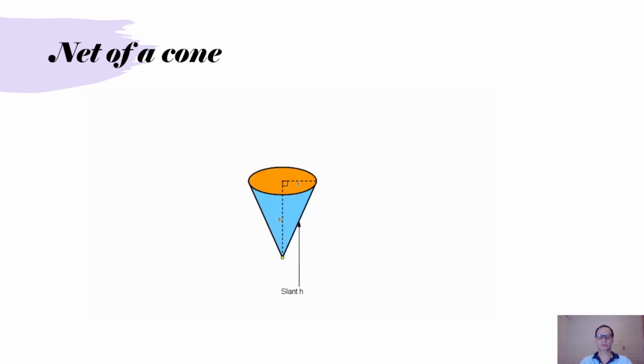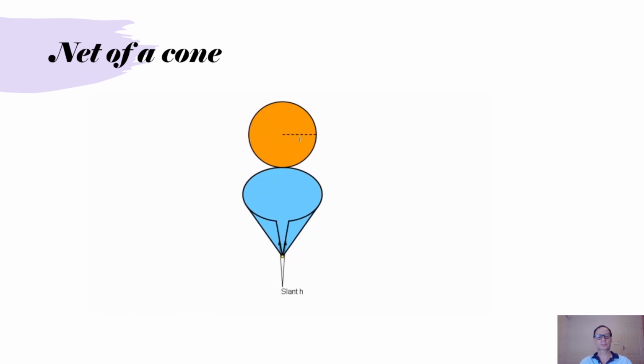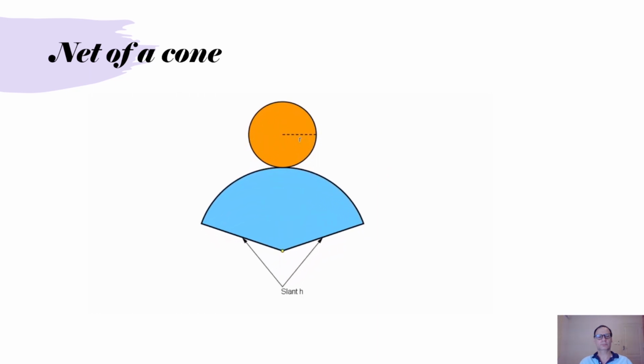The net of a cone. We open the cone up, we see we have the base, which is a circle. This is the lateral part of the cone, which is called a sector, and we'll learn more about that in the coming lessons.